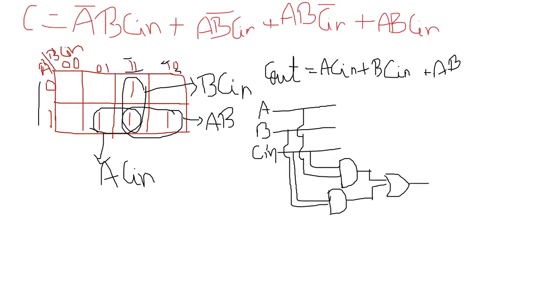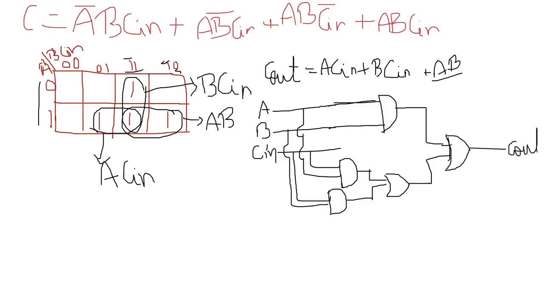Then it is A and B, right? Take this output, combine it with this output and apply OR gate. So this is the carry out output. This is the circuit for carry out.